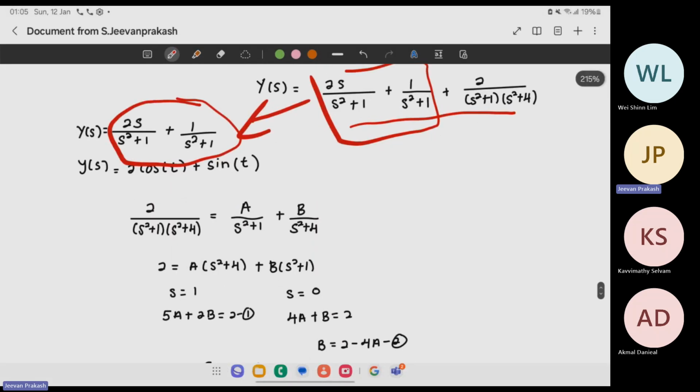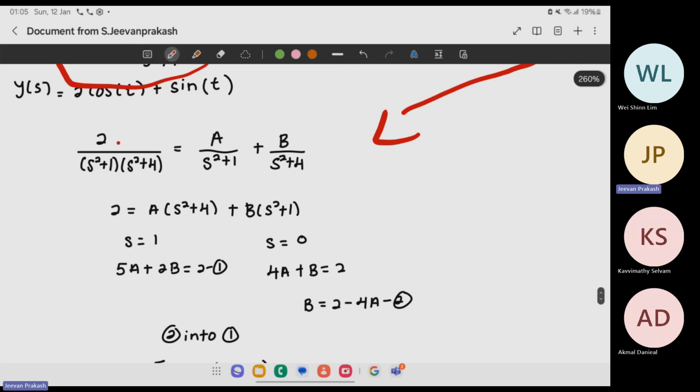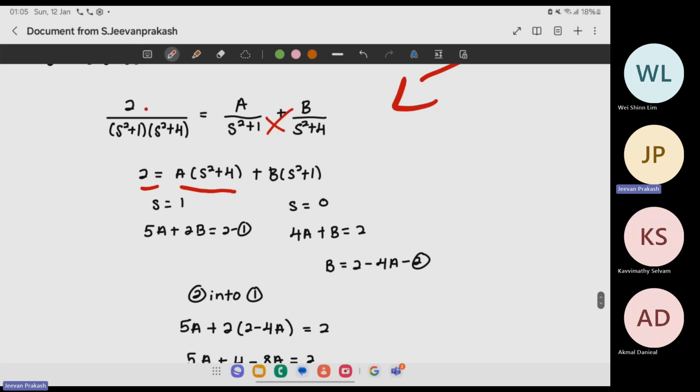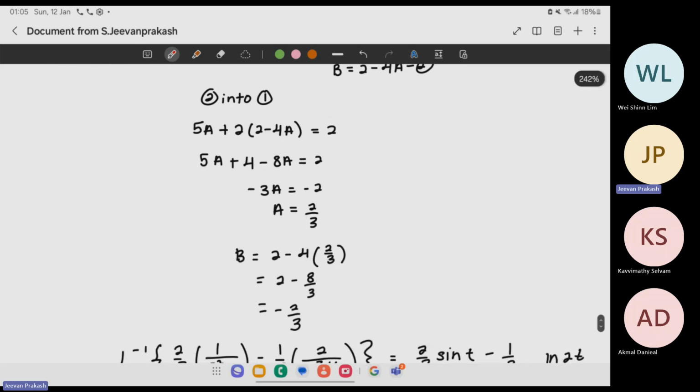So now we take this and separate it into A and B. So 2 over (s square plus 1)(s square plus 4) is equal to A over s square plus 1 plus B over s square plus 4. Then equate both equations, make the denominator the same. Then it will become 2 equals A(s square plus 4) plus B(s square plus 1). Then left hand side equals right hand side, whereby A plus B equals 0 and 4A plus B equals 2. If we solve this equation, you will get A equals 2 over 3 and B equals negative 2 over 3.